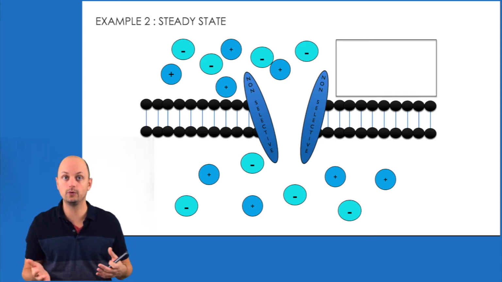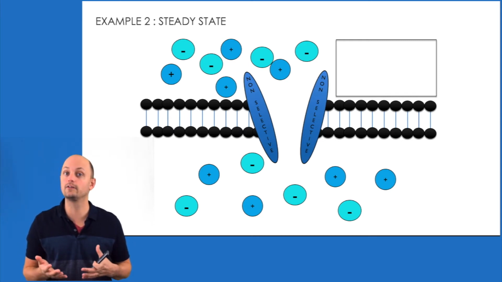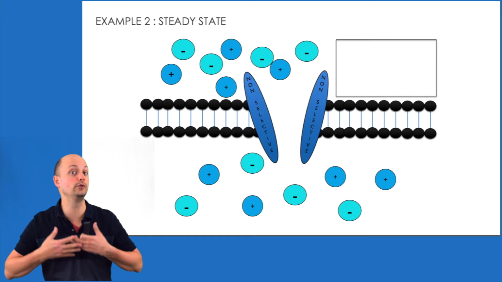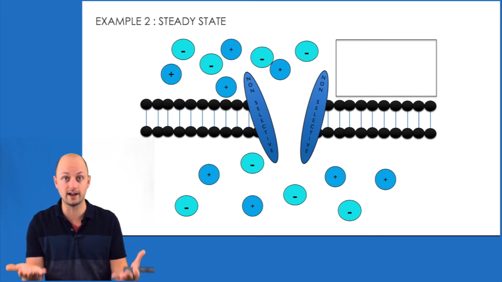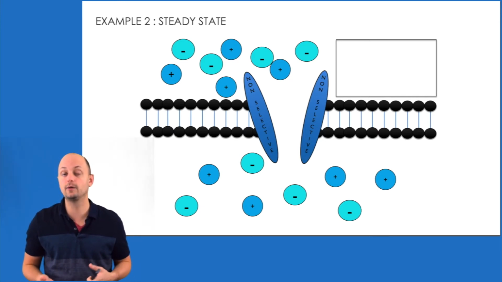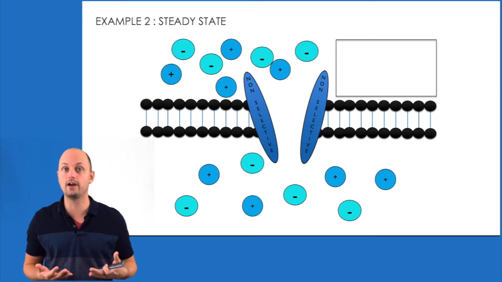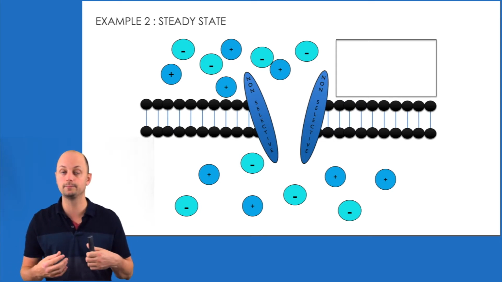So from this example, we can really see the importance of selective permeability. If we had freely permeable membranes and ions could just move down their concentration gradients entirely, we would eventually end up with equal concentrations of those ions on both sides of the membrane.